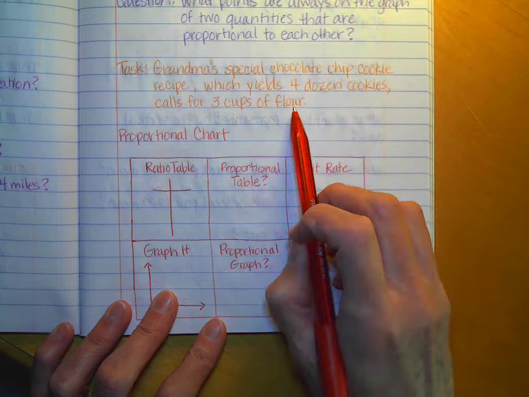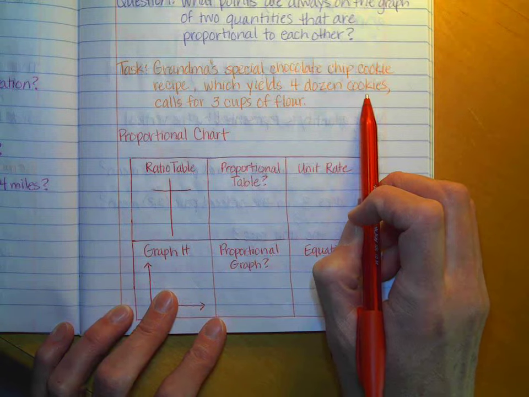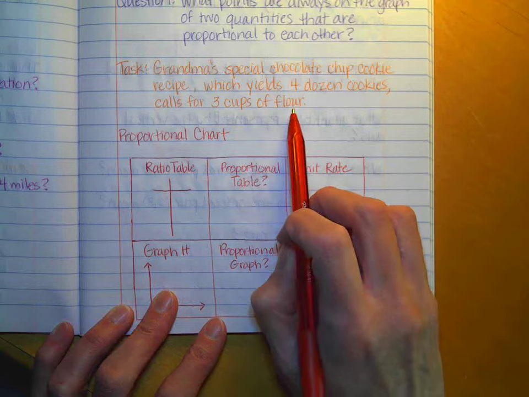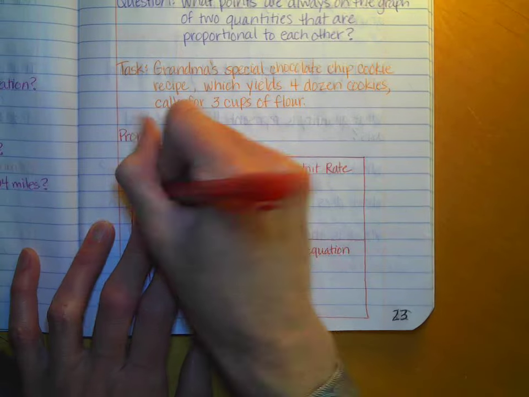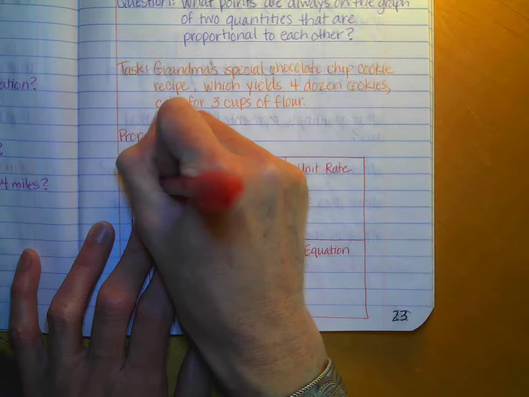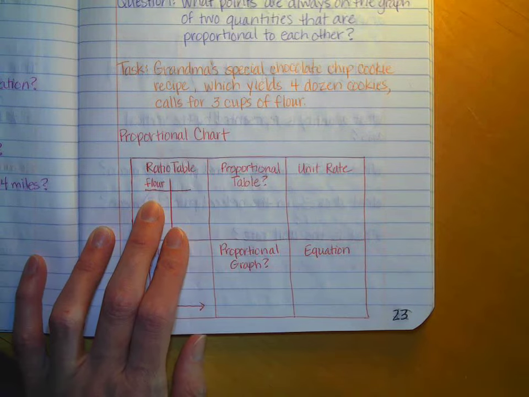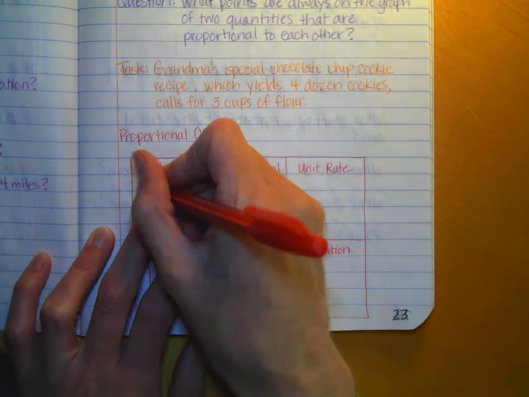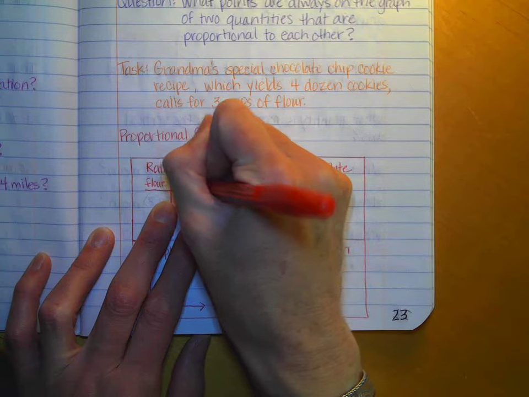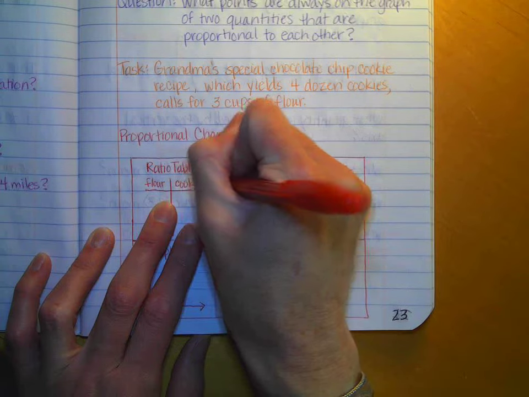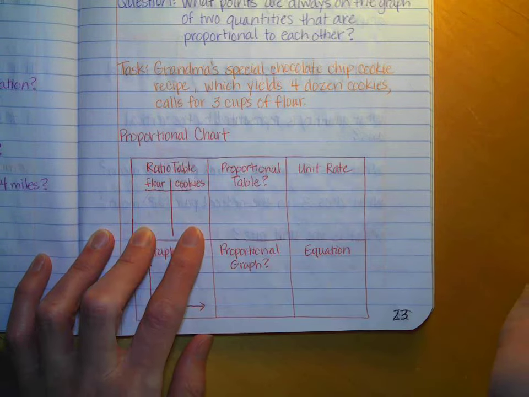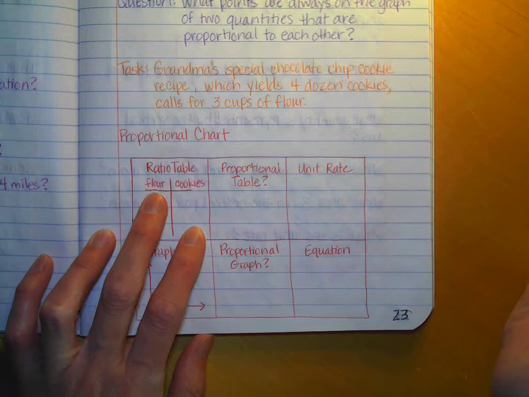The answer is no. If you don't have flour, you can't have cookies. So I'm going to say the cookies depend on the flour. So the independent on this one is going to be the flour. Because if we don't put the flour in the cookie dough, does the flour still exist? Yes. Do the cookies exist without the flour? No. Okay, so flour is the independent. Cookies are the dependent.